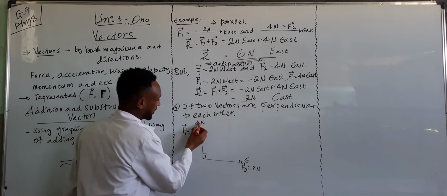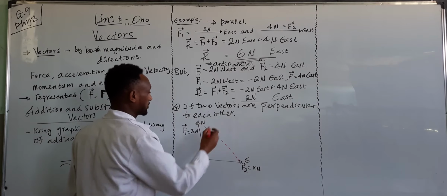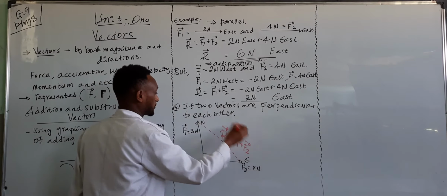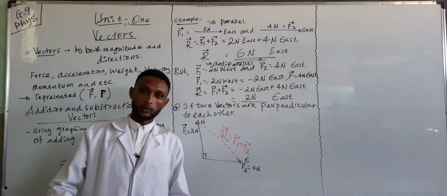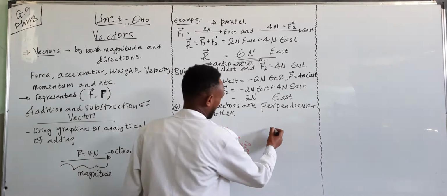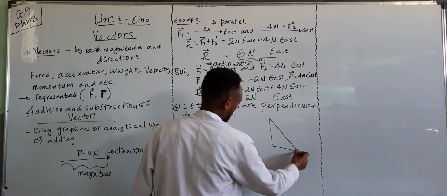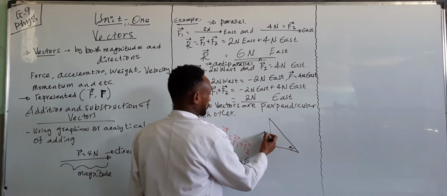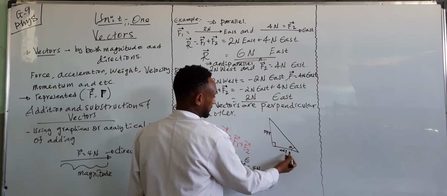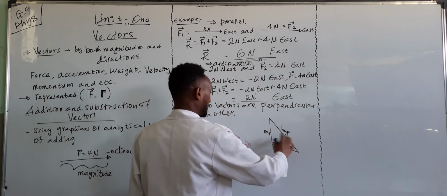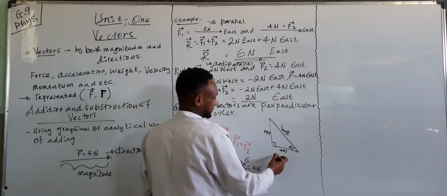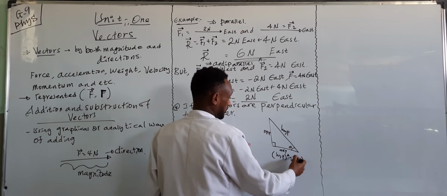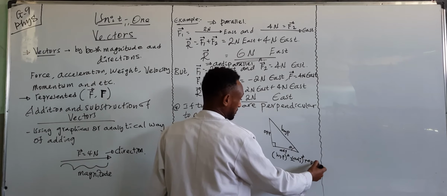The resultant of the vectors is this one. So this one is the resultant vector, which equals force 1 plus force 2. In mathematics, we know the right angle triangle rule: if this one is the angle theta, this one is the opposite of that angle, and this one is the adjacent of that angle, this one is the hypotenuse. Now apply this on this right angle triangle. We know that the hypotenuse squared is equal to adjacent squared plus opposite side squared.